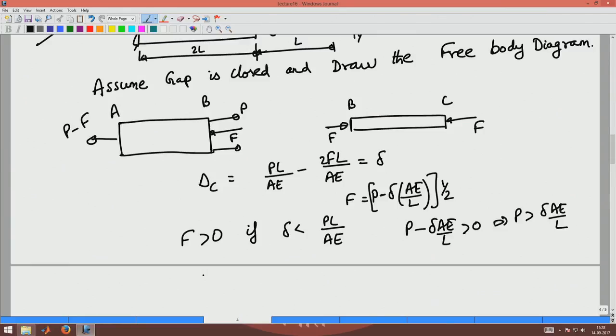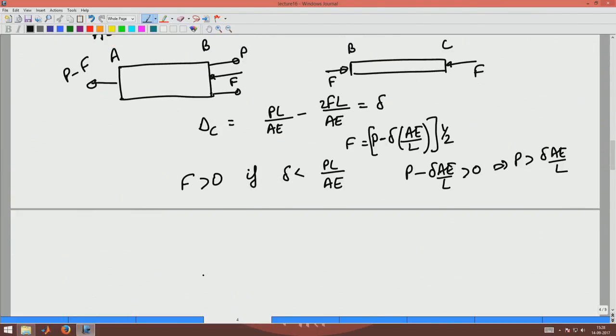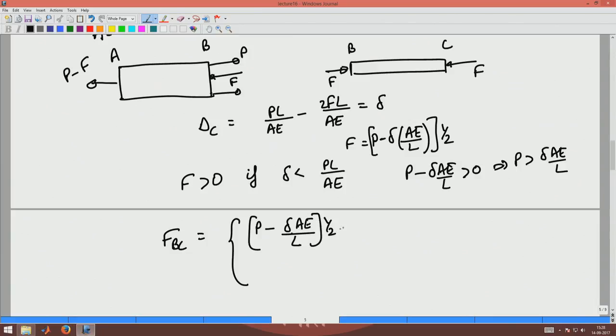Okay. So, the solution is F BC is equal to two cases: P minus delta AE by L into half if F is greater than 0, or delta is less than PL by AE, else it is 0 if F is less than 0, or delta is greater than PL by AE.